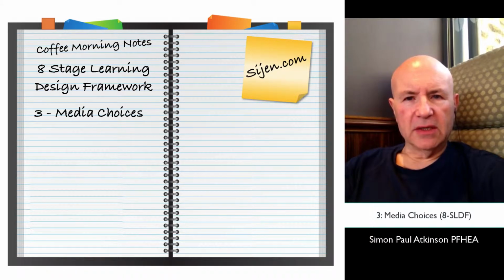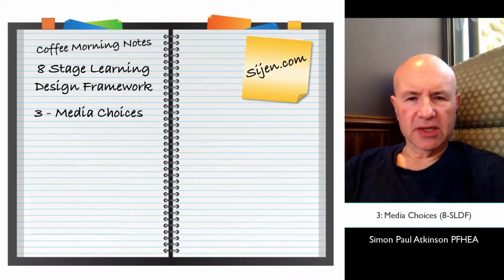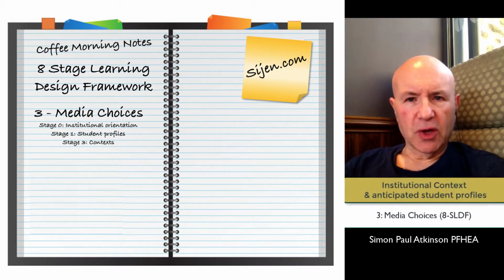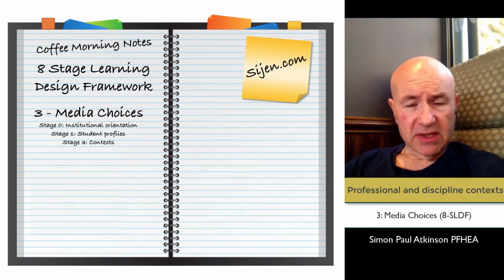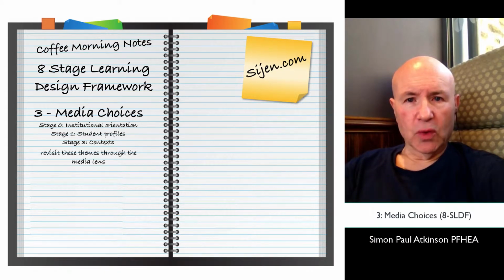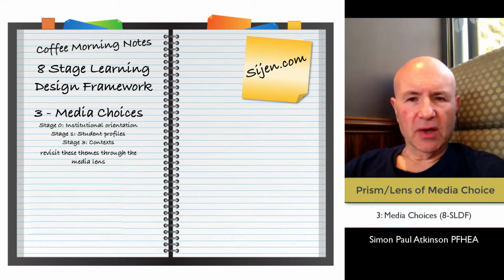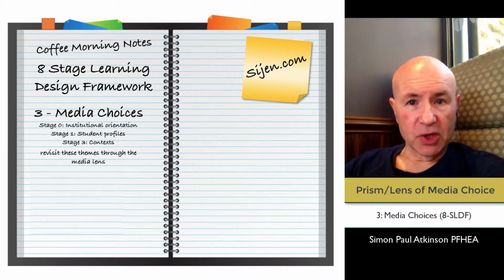You've already done a broad overview of your institutional context. You've then done some student profiles, so you know the kinds of students that you're anticipating, and you will have made some judgments about their digital competency at that point and their access to resources. You've then defined the discipline context and or professional context in which those students are headed. So now's exactly the right time to explore those themes again through a particular prism, a particular filter, if you like, which is media. And in the process, you'll define some of the resources that you might end up using.